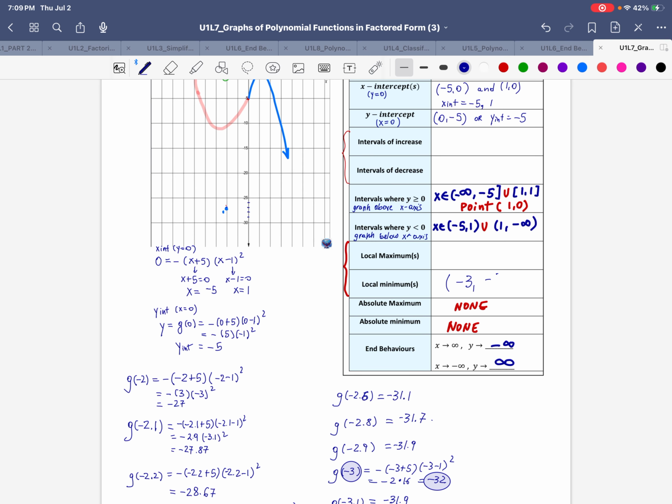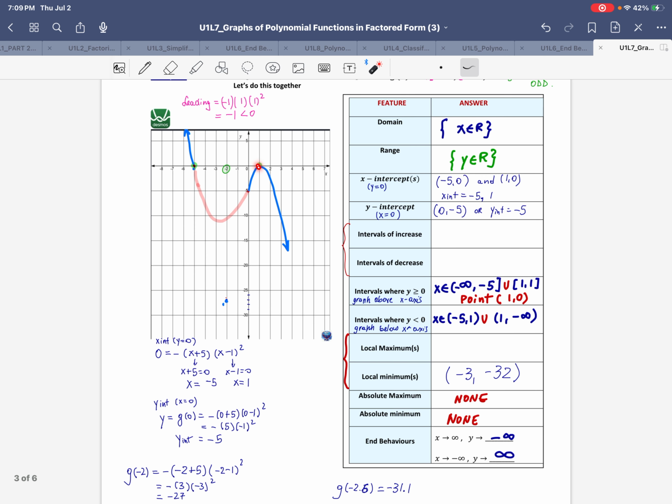equals negative 32. Now, for the local maximum, this time we kind of got a little lucky because you see the turn is made right on the x-axis at the x-intercept, and we know the exact coordinates to be x equals 1 and y equals 0. So now that we know the coordinates of the local min and max, we can draw the graph with a lot more confidence. So we'll know exactly where the minimum is. And these are the main points that we need to show on the graph: the min, the max, the x-intercepts. And the minimum is at negative 3 and negative 32. So negative 3, negative 32 will be somewhere in here.